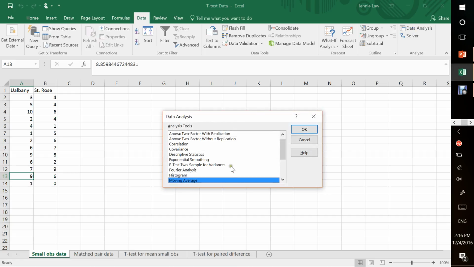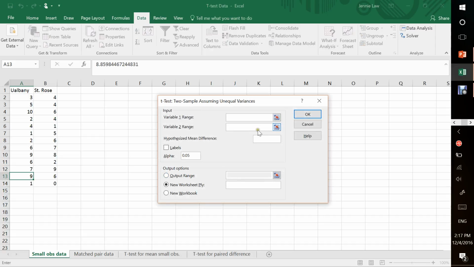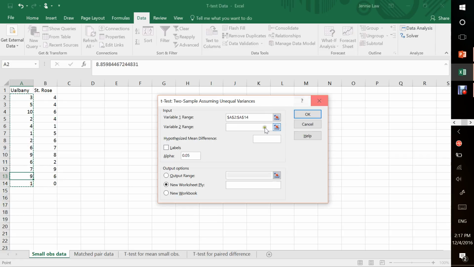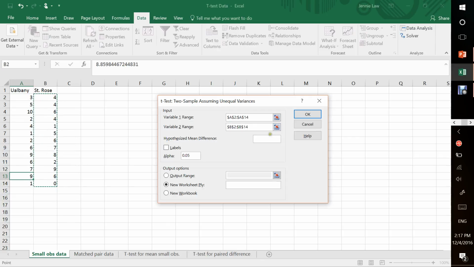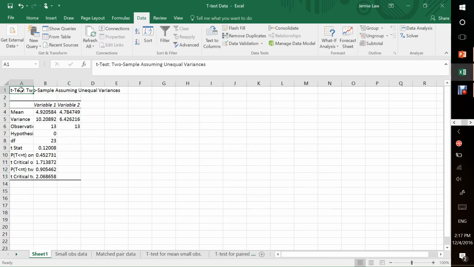And for this example, you'd look at all the options that are here, and you would select the t-test two-sample assuming unequal variance. So we're going to click on that, and that will tell you to select your variable 1 range, where you're selecting all of the numbers for UAlbany, the variable 2 range, where you're selecting all of the numbers for St. Rose, the hypothesized difference in your null hypothesis, which is 0, and your alpha level, which is okay. And with all of that, you just click OK. And it's going to give you this output.